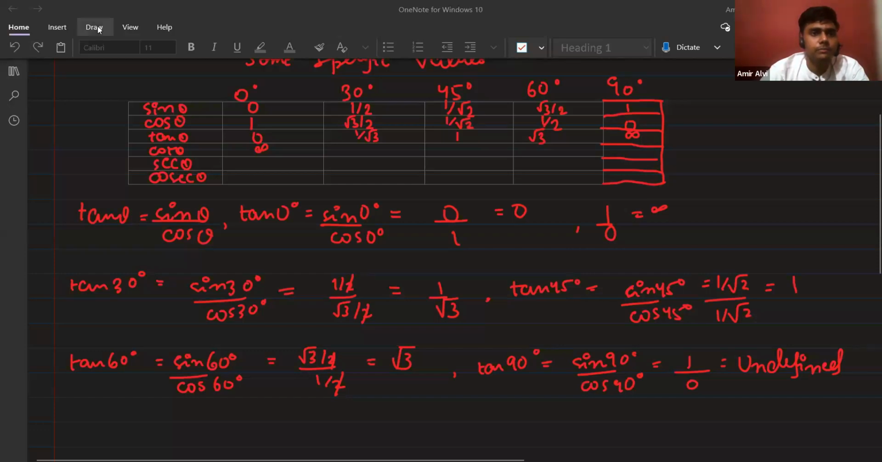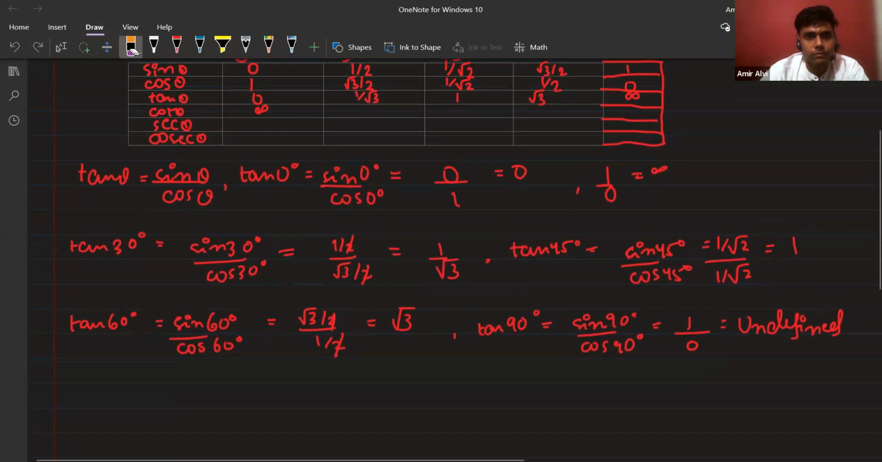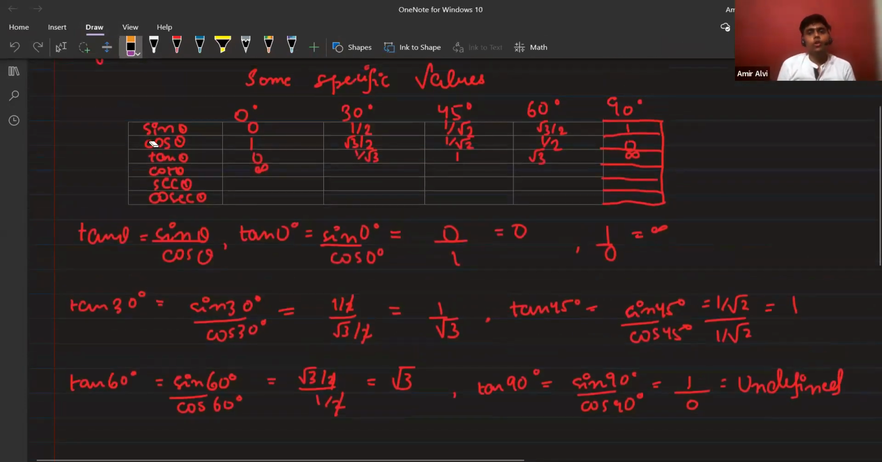Is it visible? Yes, sir. So now it will come 2 by 1. So what will be the value of cot 30? It is 2 by 1. Why 2 by 1, dear? We are taking sine and cos. We know tan 30 is 1 by root 3, so cot 30 would be root 3.